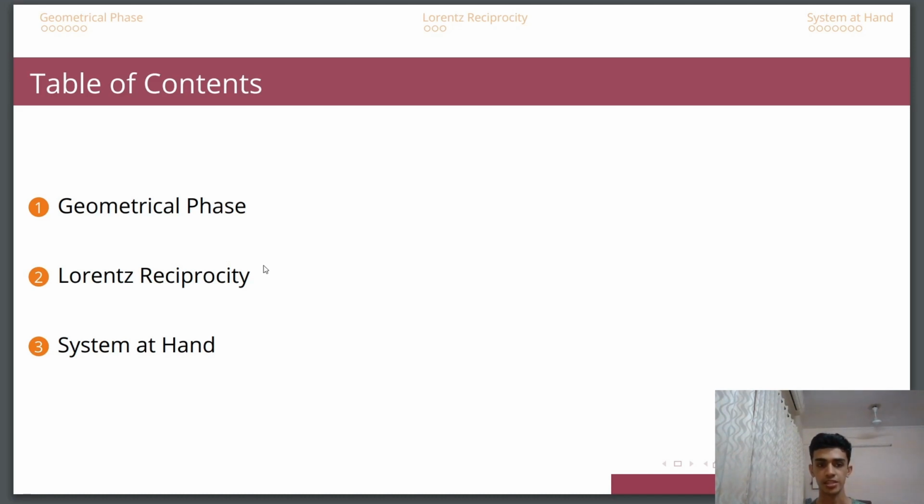Then Abe will continue and introduce what the non-reciprocity is in our system and some of the experimental results that were concluded in the paper. So let's start.